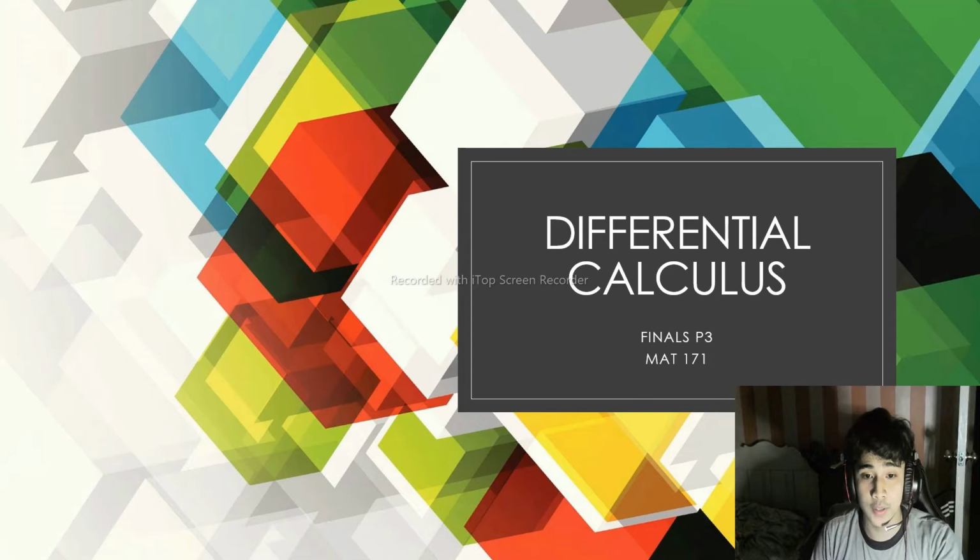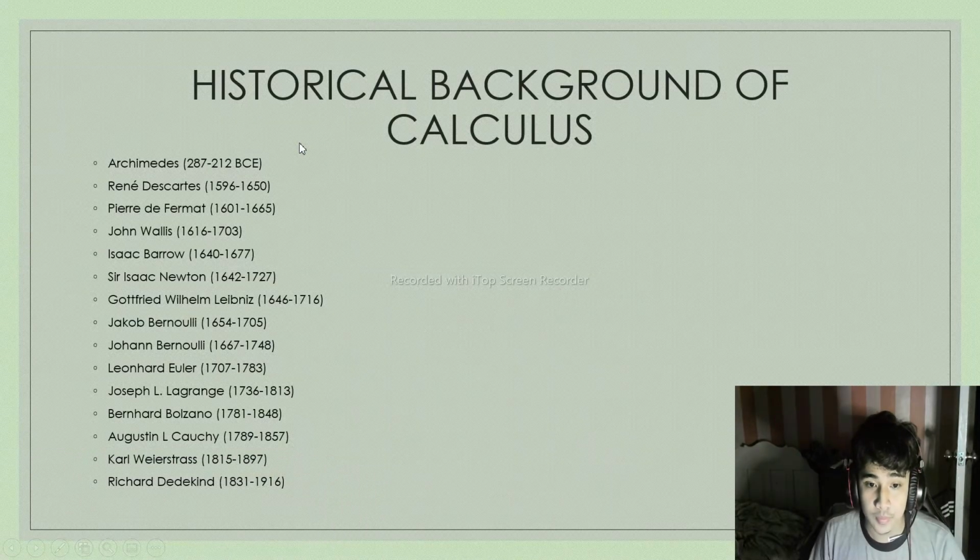So first things first, for the historical backgrounds of calculus, some of the ideas of calculus can be found in the works of ancient Greek mathematicians at the time of Archimedes and in the works of the early 17th century of René Descartes, Pierre de Fermat, John Wallis, and Isaac Barrow.